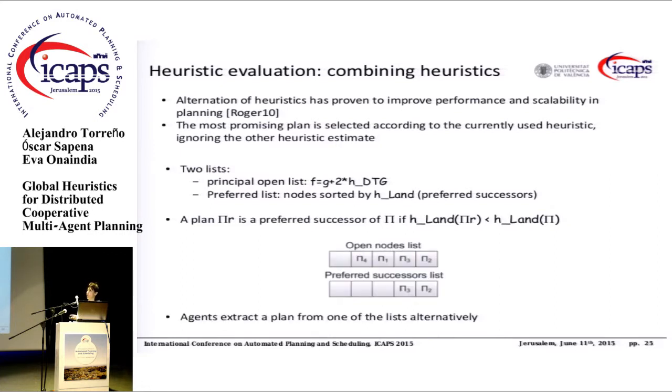So every node is maintained in the DTG list, and only preferred successors are maintained in the landmark list. Agents extract and expand from each list alternately.